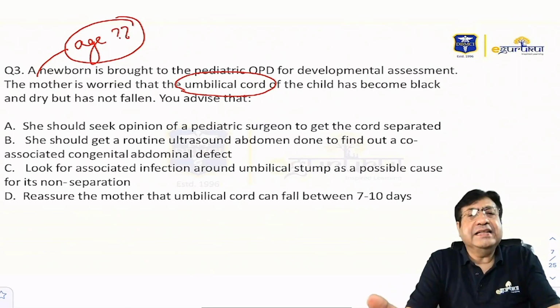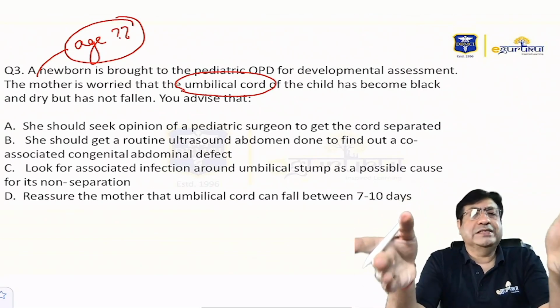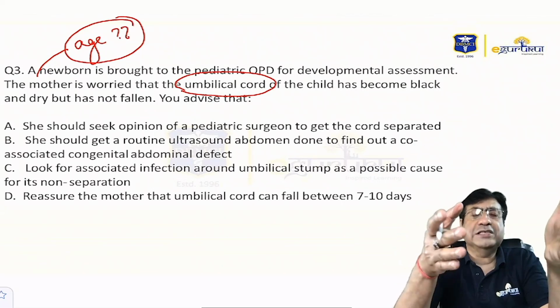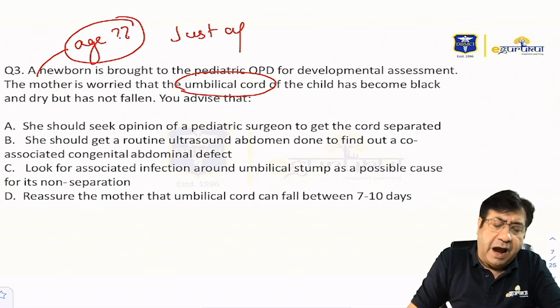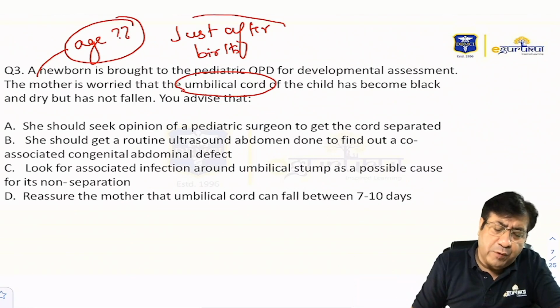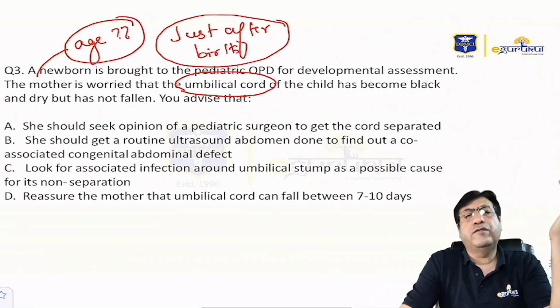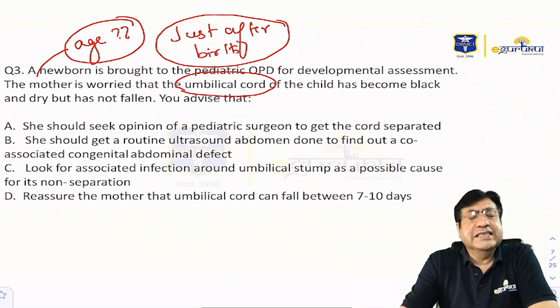But still, considering that this child is a newborn, and the newborn period is up to 28 days of age, I will give the benefit of the doubt to this question and say that the child has been brought just after birth. Ideally, they should have mentioned the age of the child. Then you would have been more confident in telling whether this is pathological or not. But considering that the child has been brought just after birth and the umbilical cord has not fallen, the mother is asking whether this is normal or not.